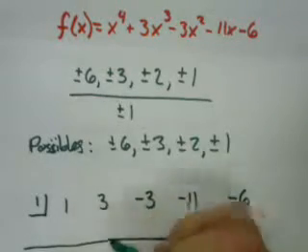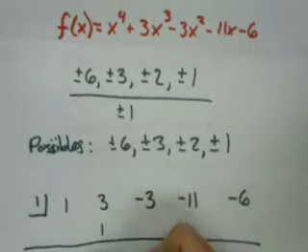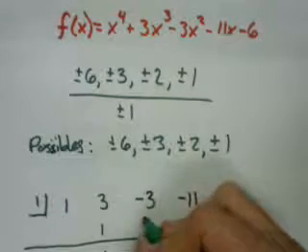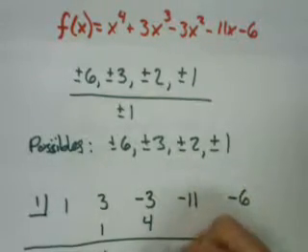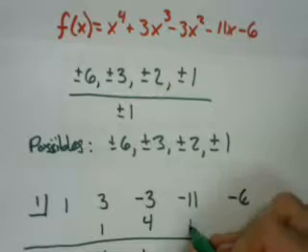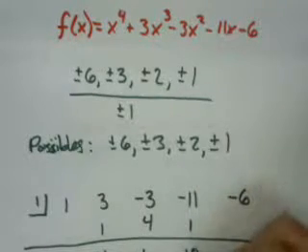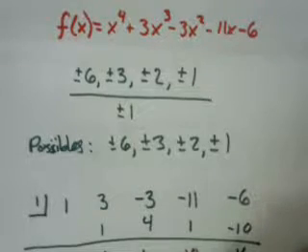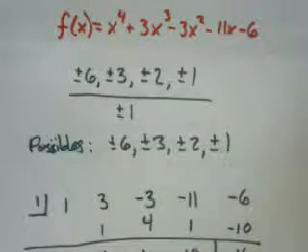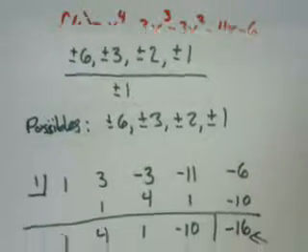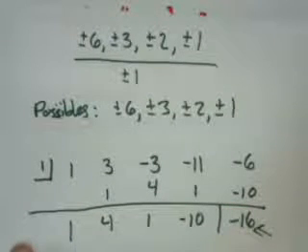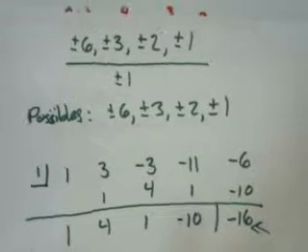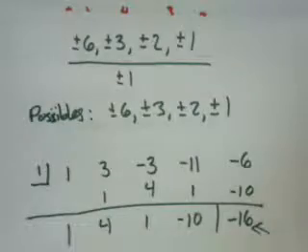So I drop down the 1. 1 times 1 is 1. 3 plus 1 is 4. 1 times 4 is 4. Negative 3 plus 4 is 1. 1 times 1 is 1. Negative 11 plus 1 is negative 10. And negative 10 times 1 is negative 10, which gives negative 16. This remainder right there, that's bad. Don't want that. So I just synthetically divided all that into it.